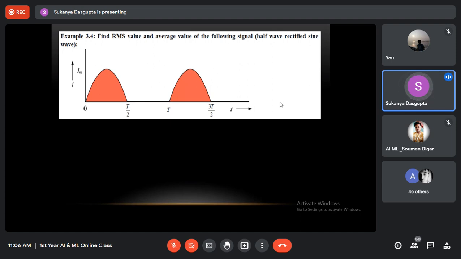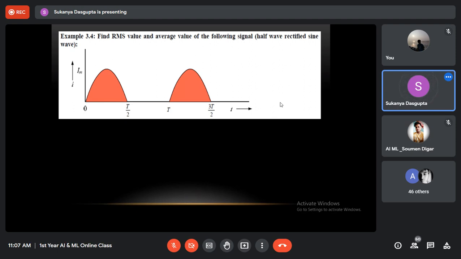If you design a rectifier unit, you can convert an AC sinusoidal wave into its equivalent DC. And that DC will be a pulsating DC, in which the negative half cycle is absent. That's why it's called a half-wave rectified sine wave. We are going to measure the RMS value and the average value of this type of signal.